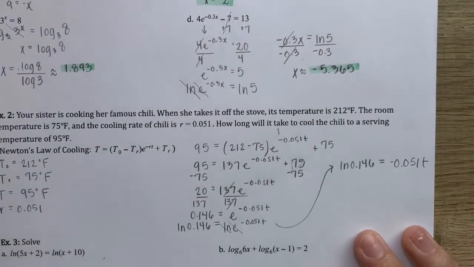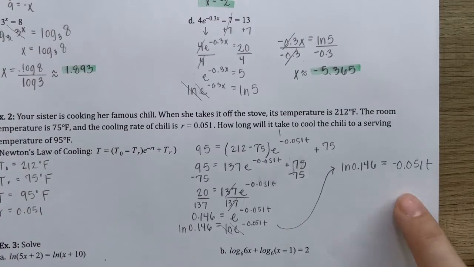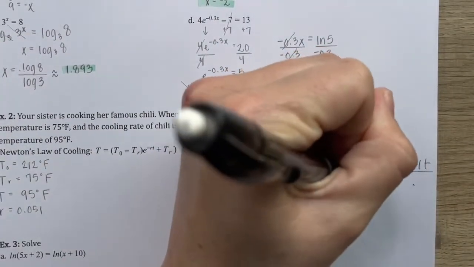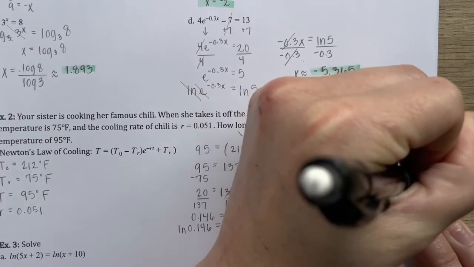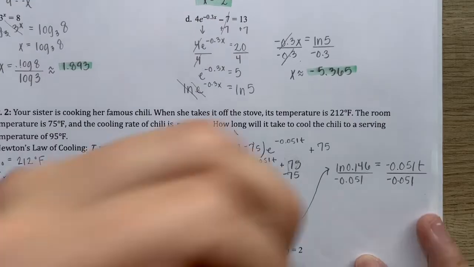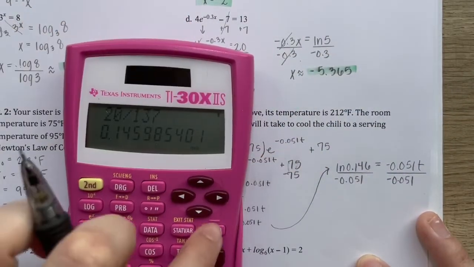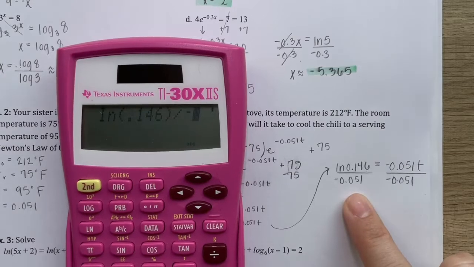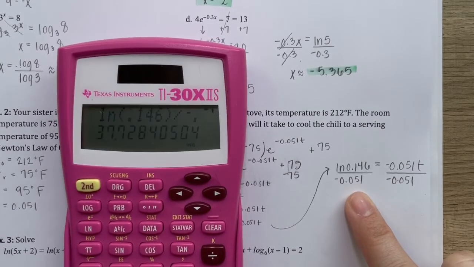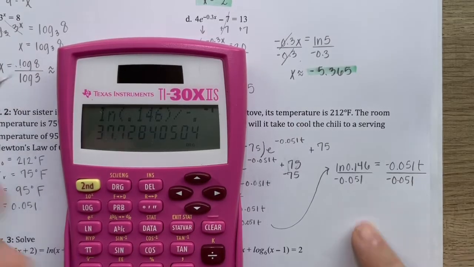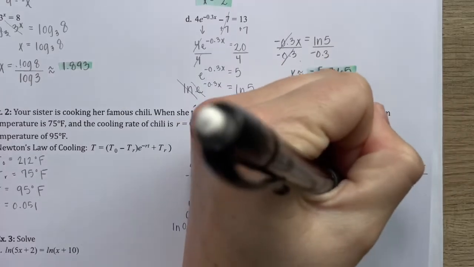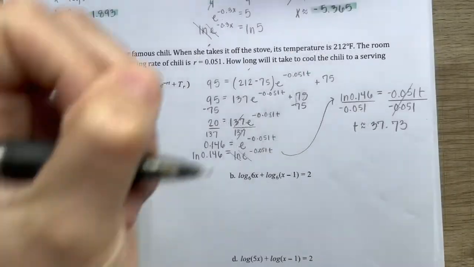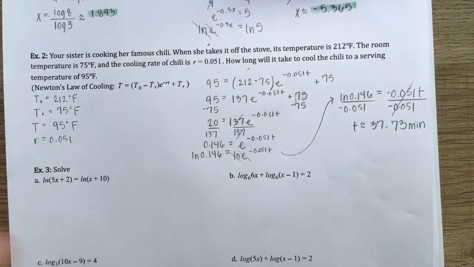So now we're close to having t isolated. In order to isolate it fully, I just have to cancel out this negative 0.051t by dividing both sides by that value. So divide both sides by negative 0.051: natural log of 0.146 divided by negative 0.051 is about 37.73. These cancel out, so we're left with t is approximately 37.73, and this is in terms of minutes, so about 37.73 minutes.